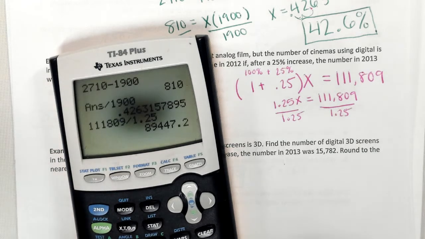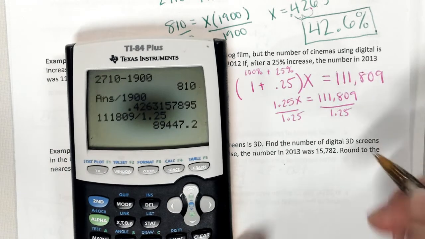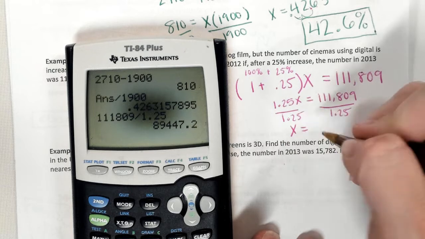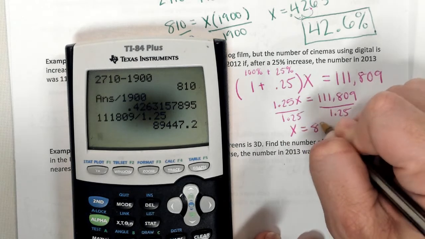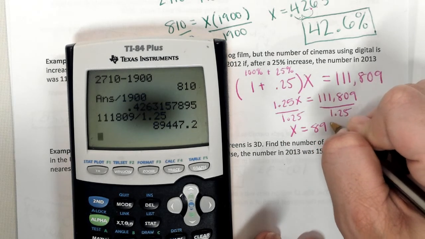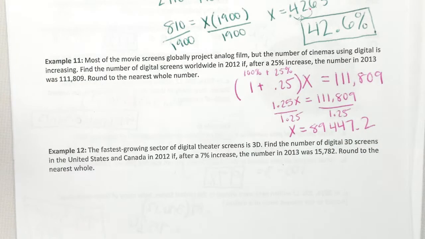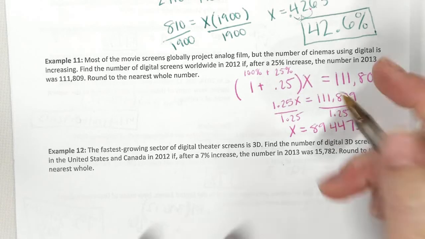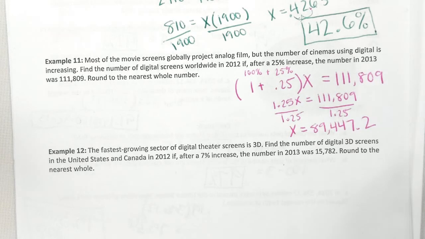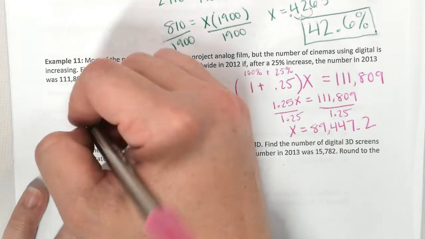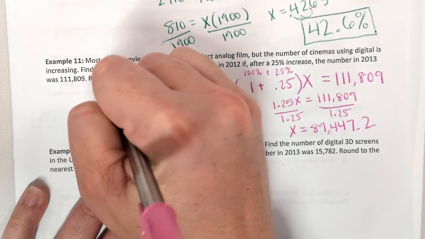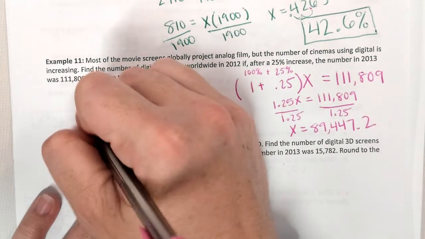And it says round to the nearest whole number. Why do you think we're rounding to a whole number? Have you ever seen half of a movie screen when you go to the movies? No, you have to have a full movie screen. So what would this be rounded to the nearest whole number? 89,447.